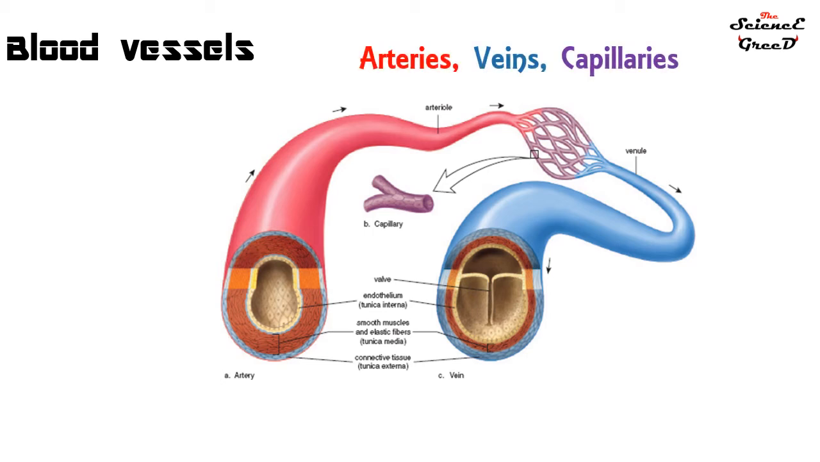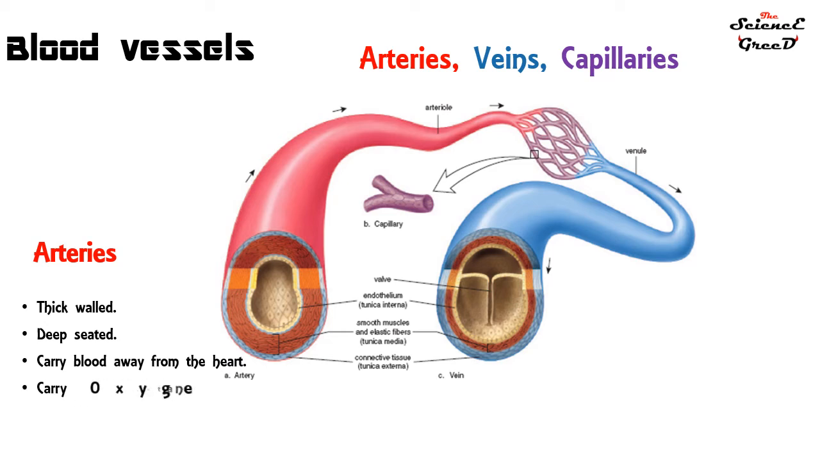Arteries. The arteries are the blood vessels that deliver oxygen-rich blood from the heart to the tissues of the body. They are thick-walled, deep-seated, carry blood away from the heart, carry oxygenated blood, and valves are absent.